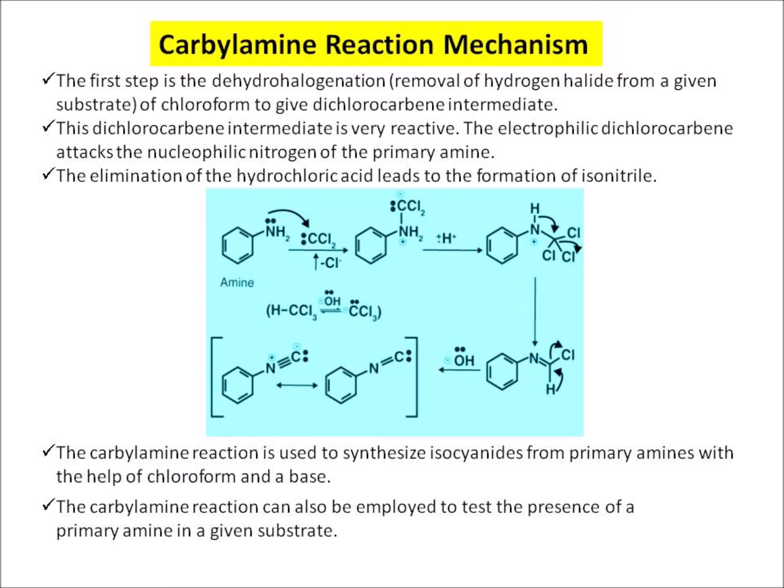This dichlorocarbene intermediate is very reactive. The electrophilic dichlorocarbene attacks the nucleophilic nitrogen of the primary amine. The elimination of hydrochloric acid leads to the formation of isonitrile. The carbylamine reaction is used to synthesize isocyanide from primary amine with the help of chloroform and a base. Carbylamine reaction can also be employed to test the presence of a primary amine in a given substance.